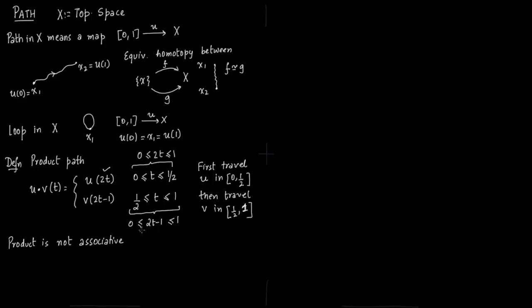So let us first draw this. So say you have path u which takes you from x1 to x2, and then you have a path v which takes you to x3 from x2, and then you have path w which takes you from x3 to x4. So let us write down the product of these paths. So first you have uv and then w. So in the first half of the interval you travel the product uv and then you travel w. So second half you travel w, and that is how we will write it.